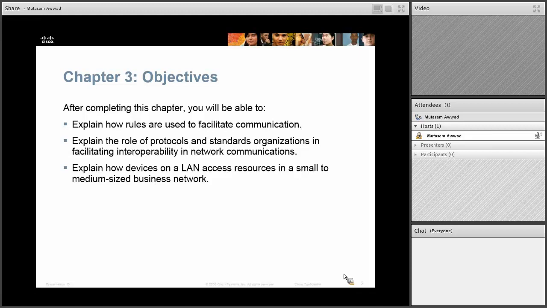All right. So here are the objectives for this chapter. You'll learn about the rules on how to facilitate the communications between you and the destination.